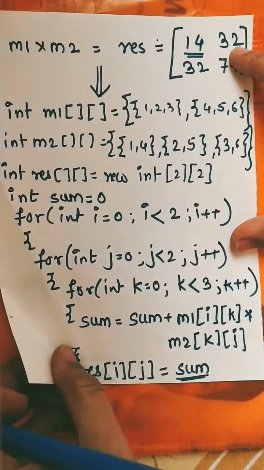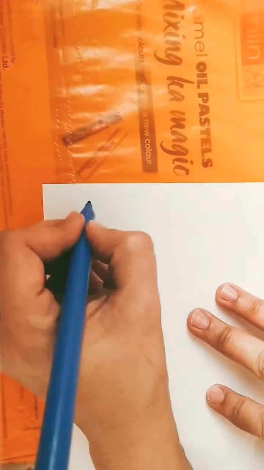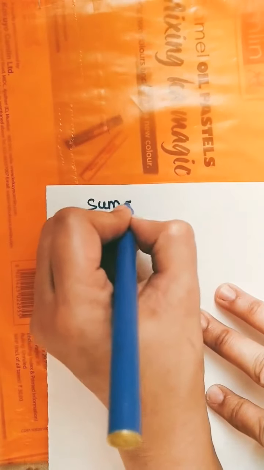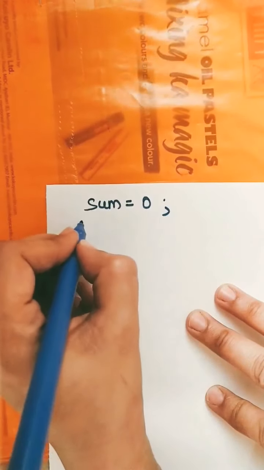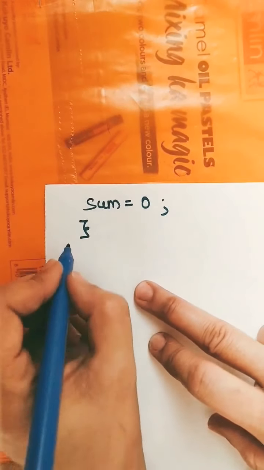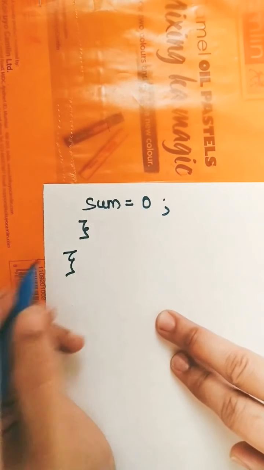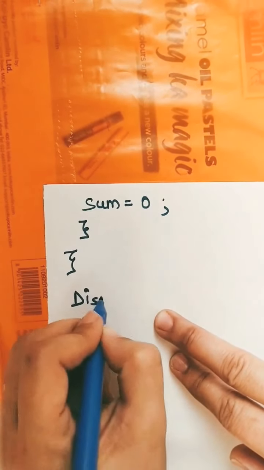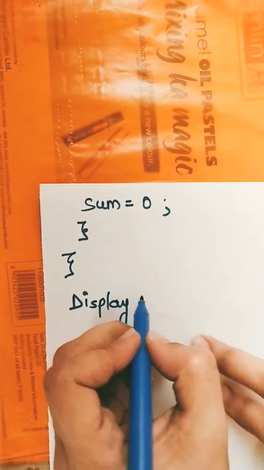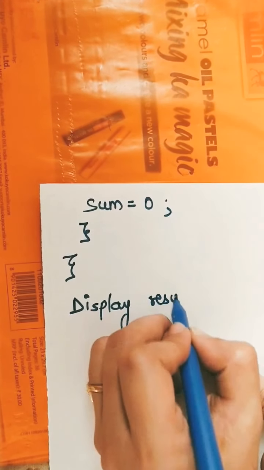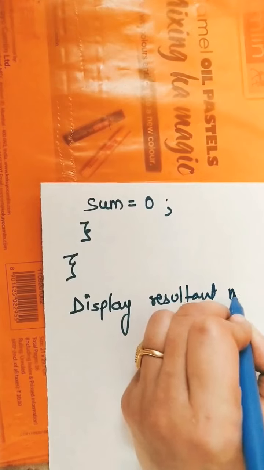To initialize it to 0, in the outer loop we will make sum equal to 0. Complete the ith for loop and jth for loop. After that, you can write a nested for loop to display the resultant matrix.